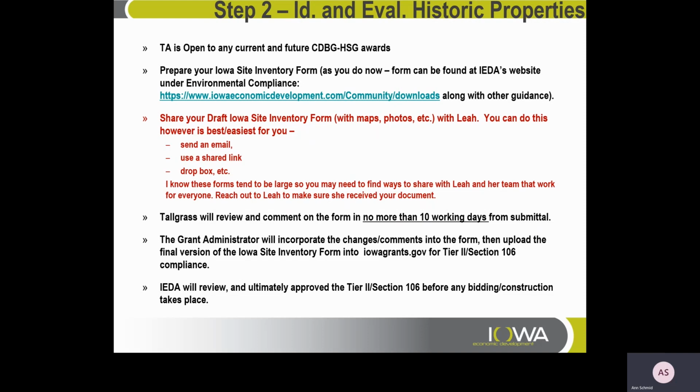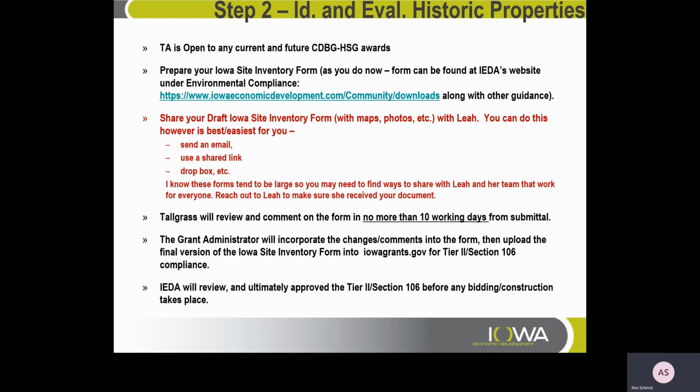You can submit your forms to her by email using a shared link, a Dropbox. I know these forms are large, and the best thing to do is reach out to Leah directly to coordinate the best way so that she receives it and knows that it's coming. Once Leah has recommended the changes, the grant administrator will incorporate those changes into the form prior to submitting your Section 106 review to IEDA. IEDA will conduct their review and provide comments in a timely fashion.